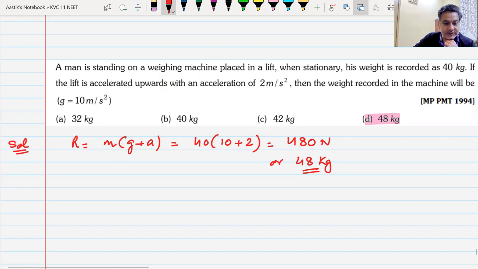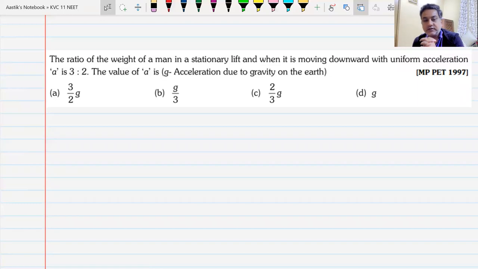Shall I move on to the next one? Yes, sir. This is the next one. The ratio of weight of a man in a stationary lift to when it is moving downward with uniform acceleration A is 3 by 2. What is the value of A?